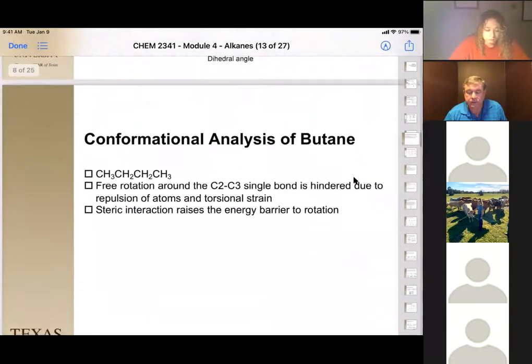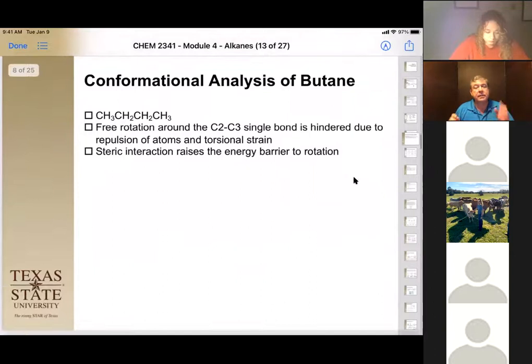Okay, so let's go up from our simple ethane. We only had 2 carbons, so we had to look down that bond. In the case of butane, we're going to look down the bond between these 2 carbons here, meaning we're going to have a methyl group on one side and a methyl group on the other side, to look at how they interact with each other and how that steric interaction and that energy barrier changed from just having hydrogen.